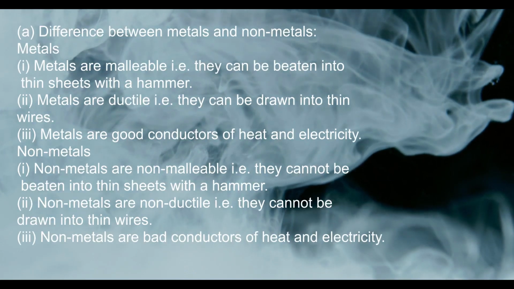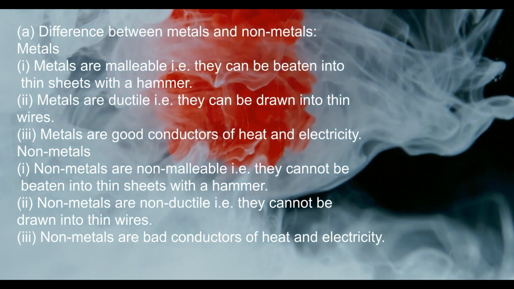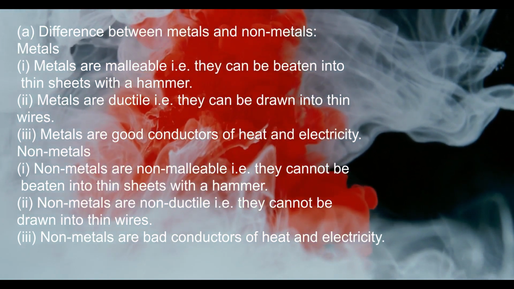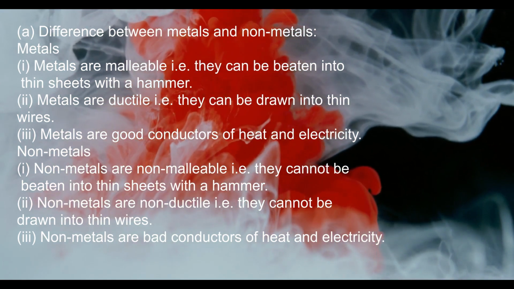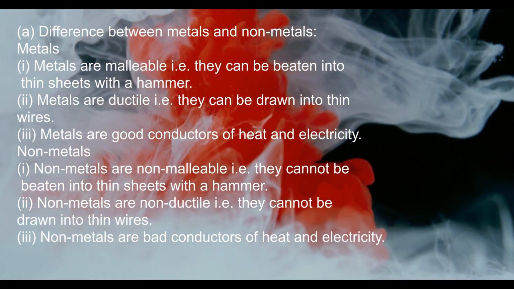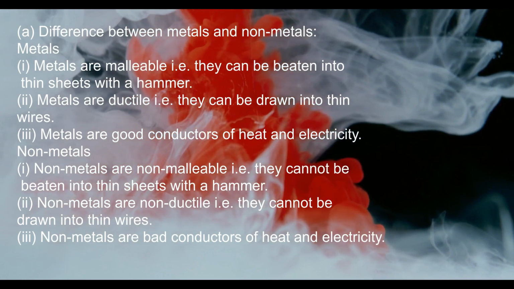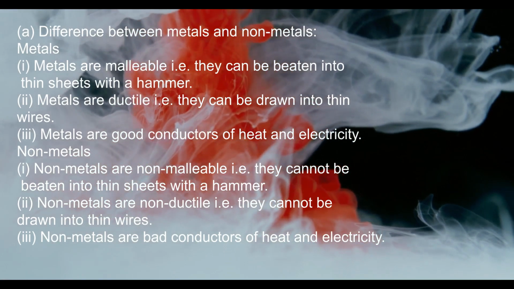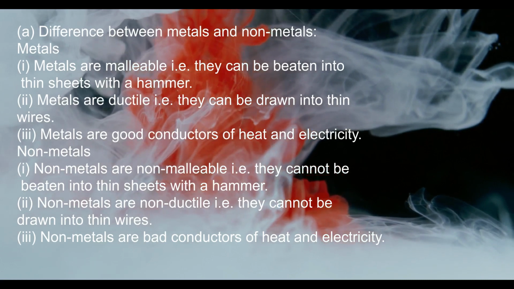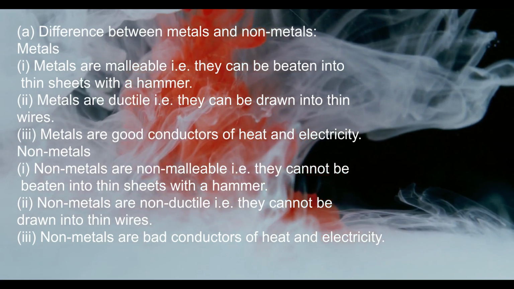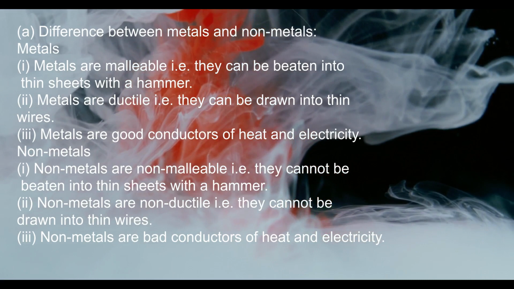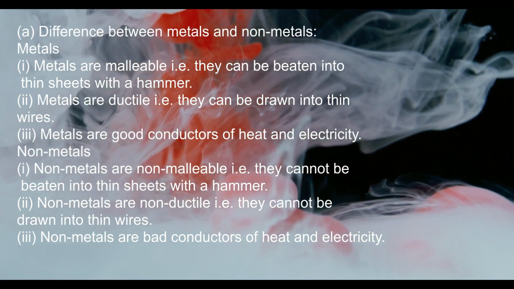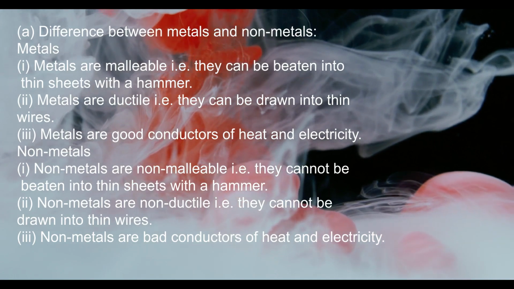Difference between metals and nonmetals. Metals: I. Metals are malleable, i.e., they can be beaten into thin sheets with a hammer. II. Metals are ductile, i.e., they can be drawn into thin wires. III. Metals are good conductors of heat and electricity. Nonmetals: I. Nonmetals are non-malleable, i.e., they cannot be beaten into thin sheets with a hammer. II. Nonmetals are non-ductile, i.e., they cannot be drawn into thin wires. III. Nonmetals are bad conductors of heat and electricity.